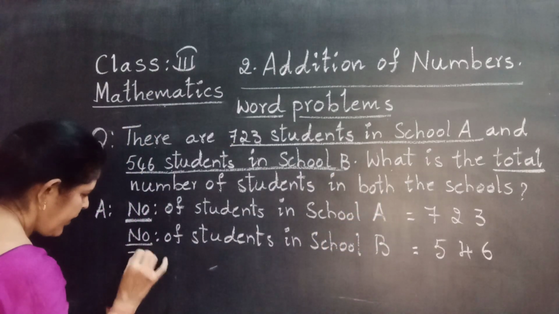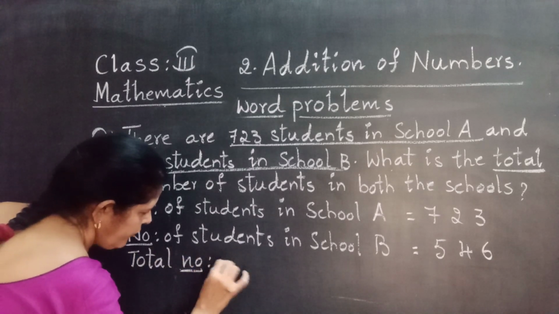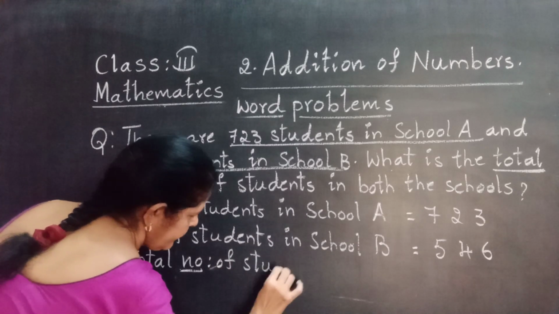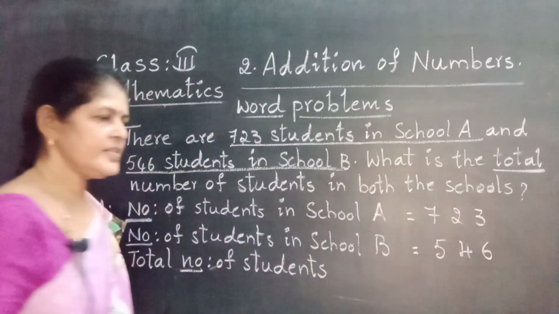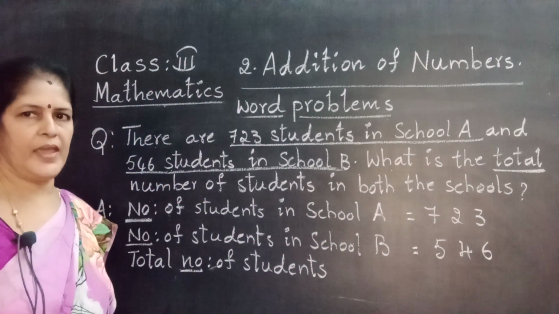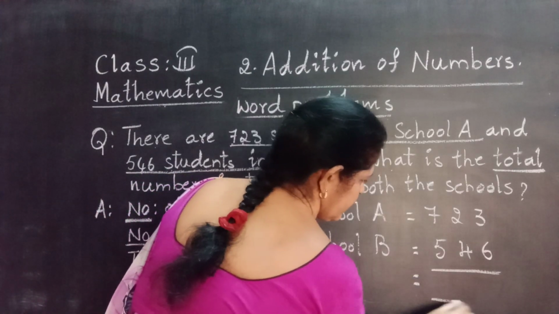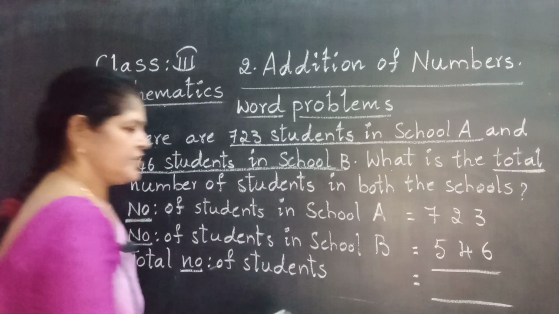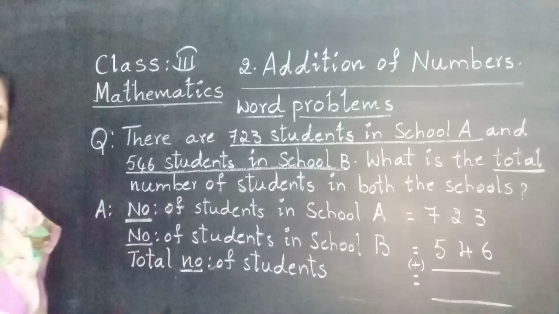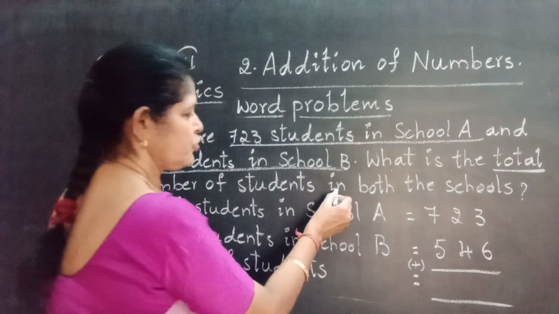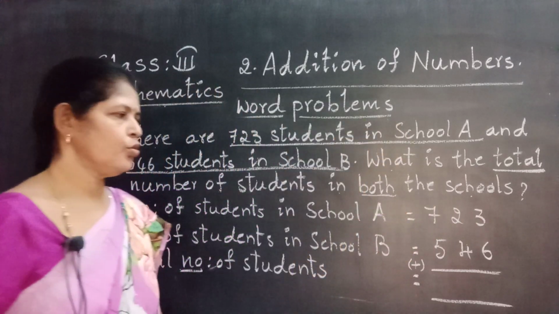Now total number of students. Total number of students in both the schools. In both the schools means two schools, school A and school B. Total number of students equal to, we get the total by addition. That's why we put the symbol plus here. Plus means add. Both means school A and school B.